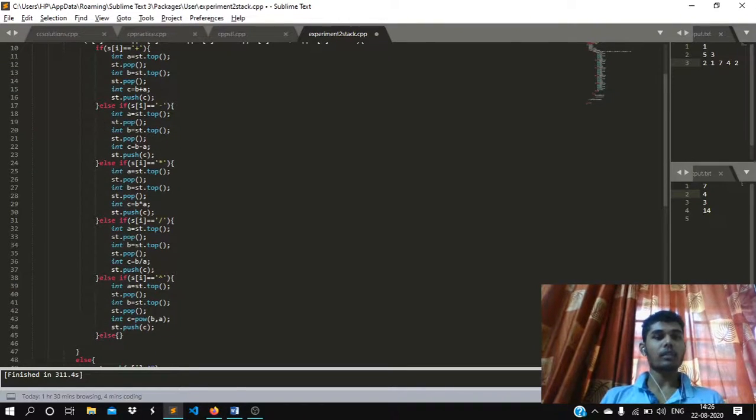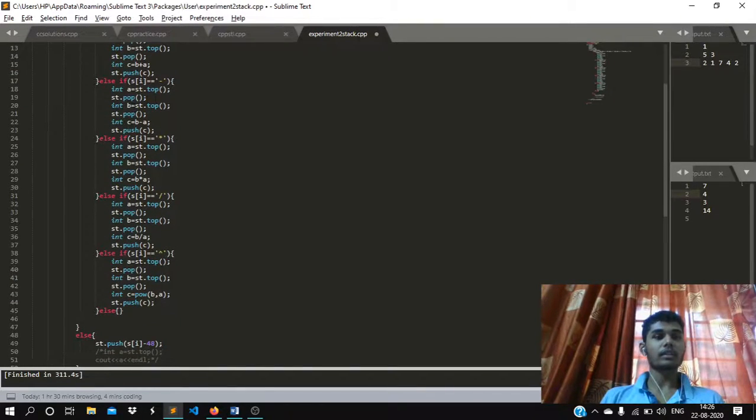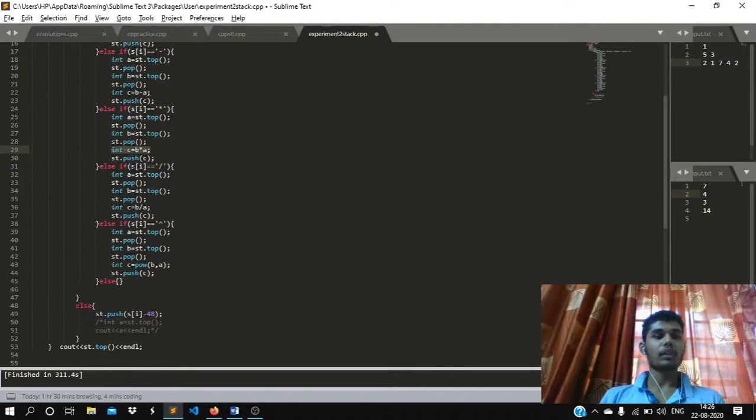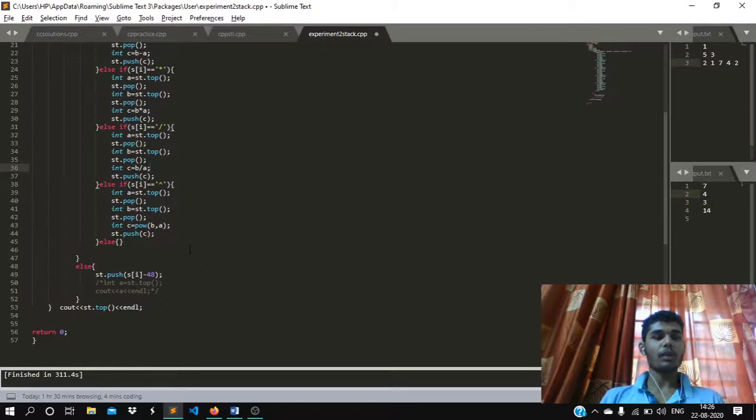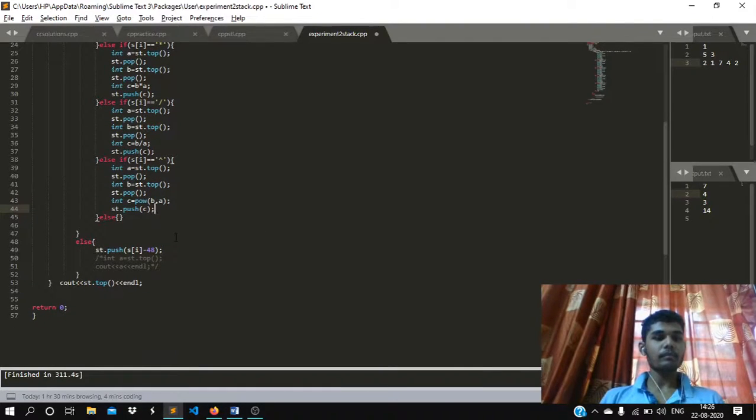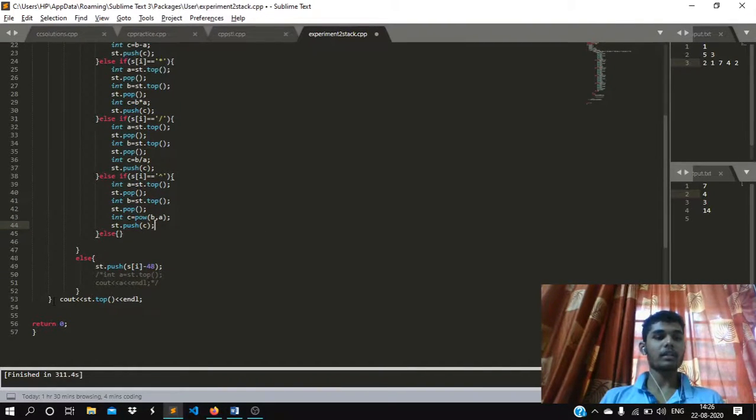If we encounter minus, it will come here, and similarly it will do int c equal to b minus a. If multiplication, it will do int c equal to b into a. If we encounter division, then it will do b by a. And this is power. Here we use the power function present in C++. And finally we output st.top, which is our only element remaining in the stack.